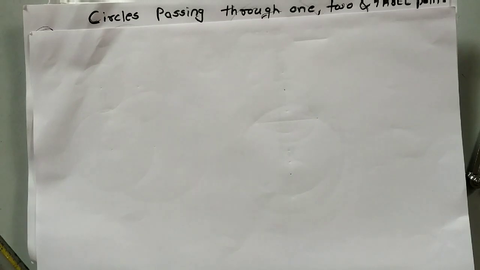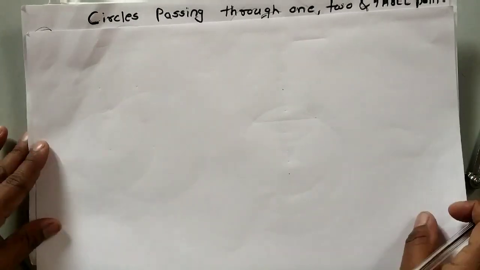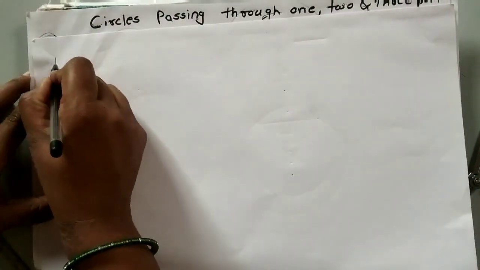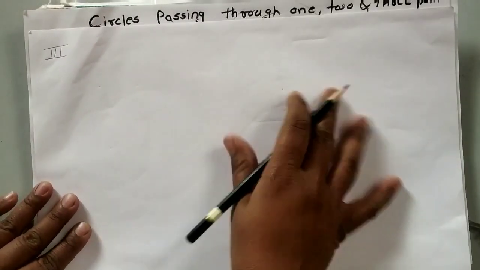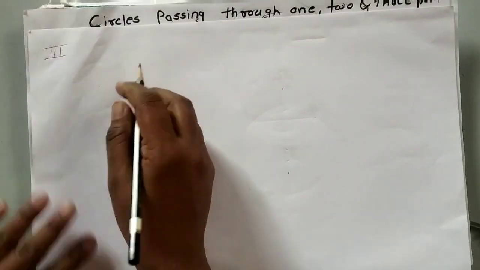For this, the next question is how many circles can pass through three distinct points. This is the third activity. So from three distinct points, how many circles can we draw, that we will see now. So I will take here three distinct points. Suppose this is our point A.